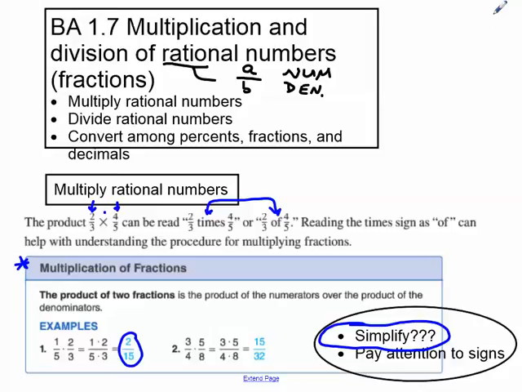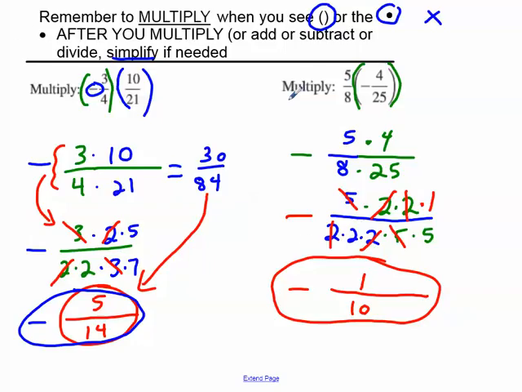All right, we're talking about multiplication and division of rational numbers. Remember, rationals are a ratio, a over b, numerator over denominator. We talked about multiplication of rational numbers. Now we're going to talk about multiplication of rational, I guess, decimals. So that'll be our topic for today, multiplication of decimals.